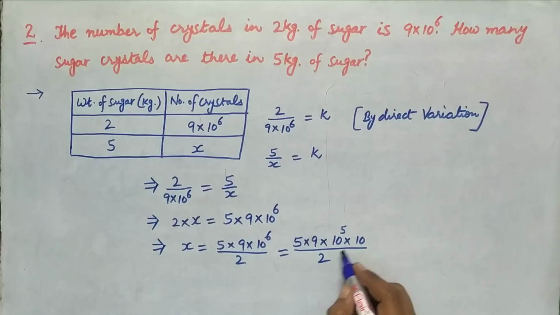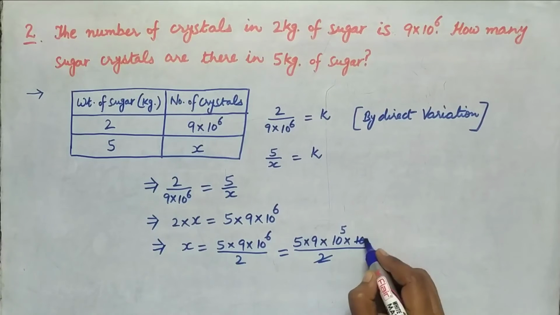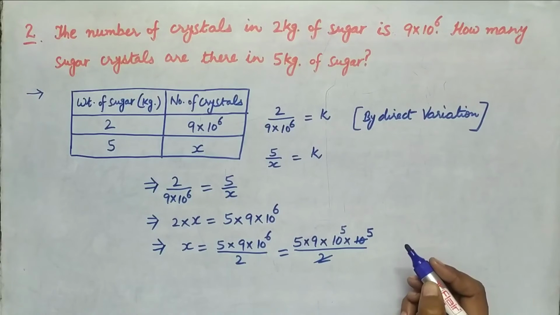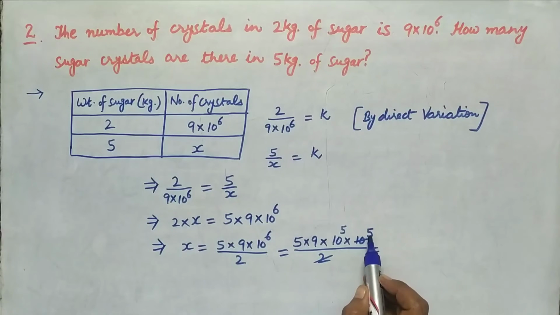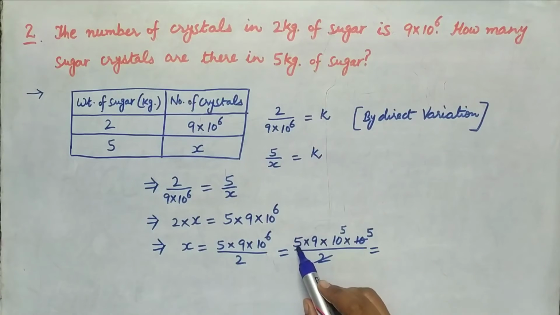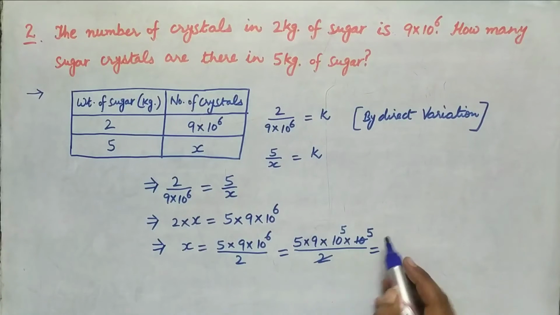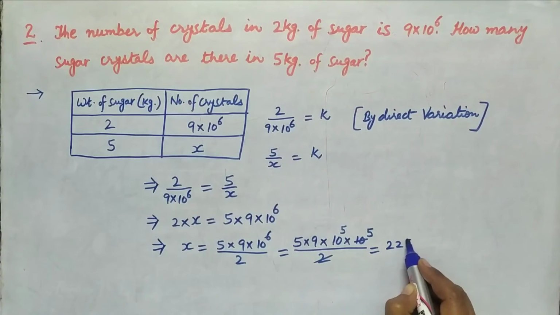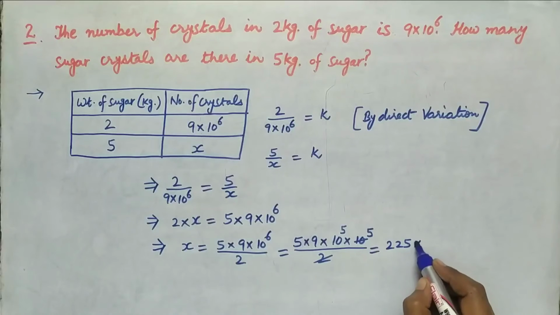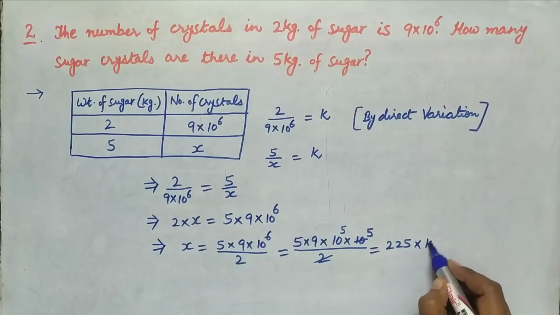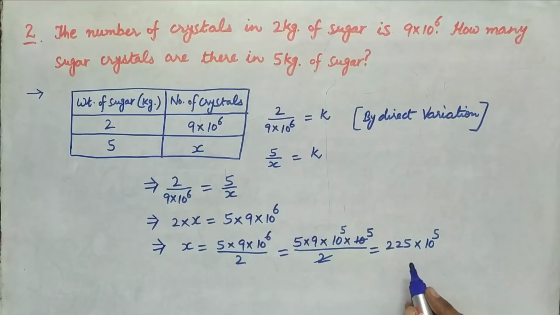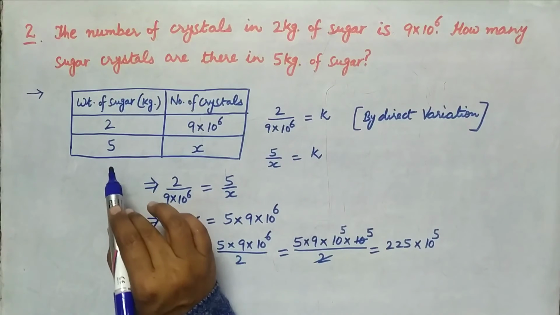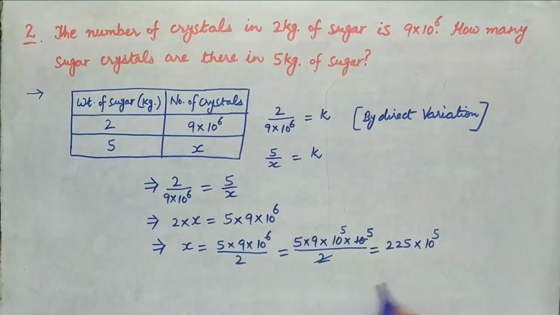Now we can cancel this 2 with 10. Here 2 5s are 10. Now multiplying 5 5s are 25. 25 9s are 225. Multiply 10 raised to power 5 in the powers. It is the number of crystals present in 5 kilograms of sugar.